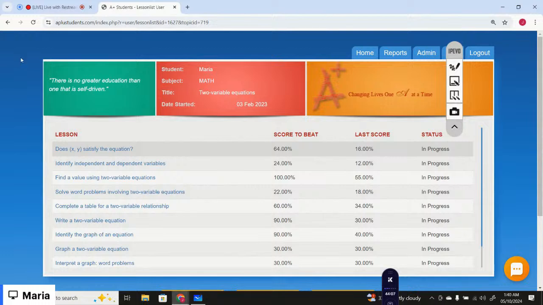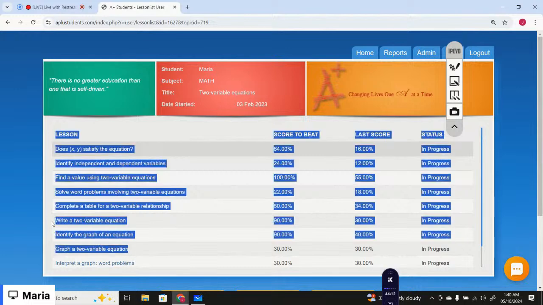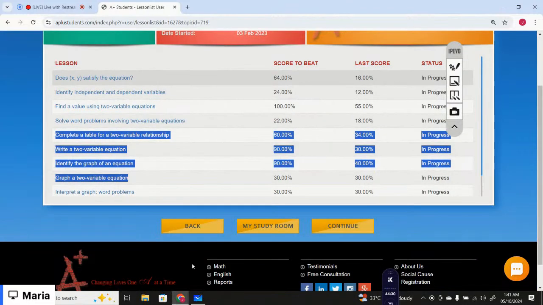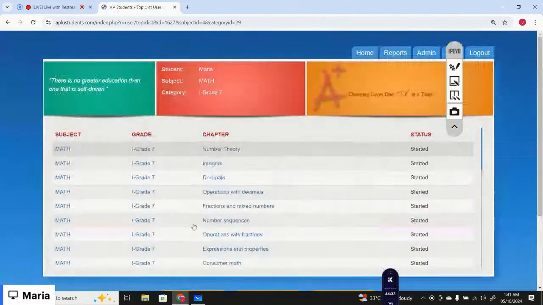Okay, so here we are. So we were working on grade 7 math. The chapter we were working on is two variable equations. The lessons we have covered today are complete a table for a two variable relationship, write a two variable equation, identify the graph of an equation, graph a two variable equations. So please make sure before the next session you can complete all the practice questions for the lessons we just did. That is your homework until next session.